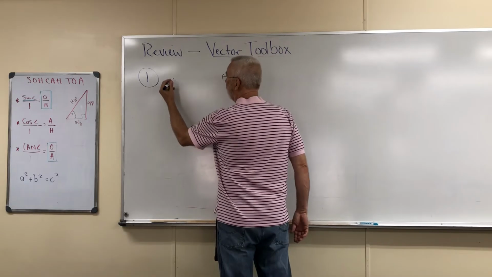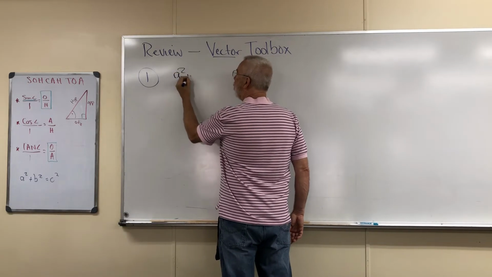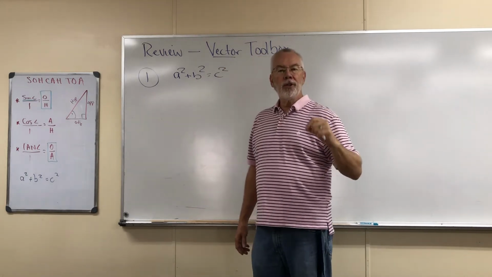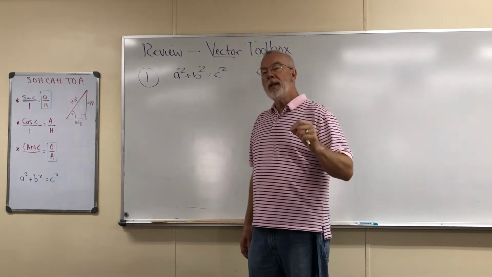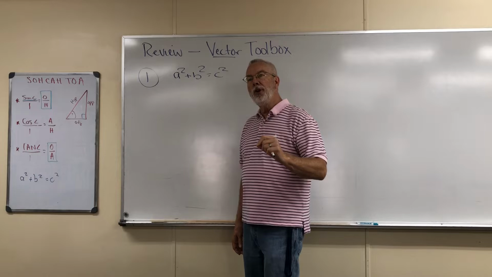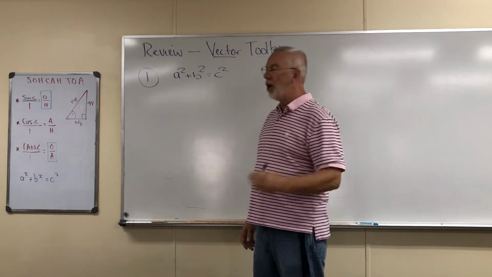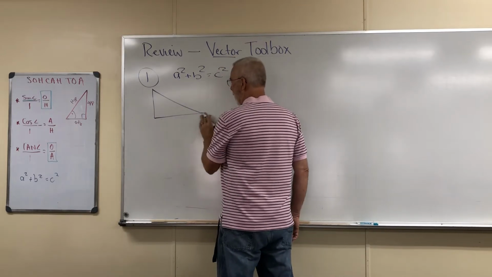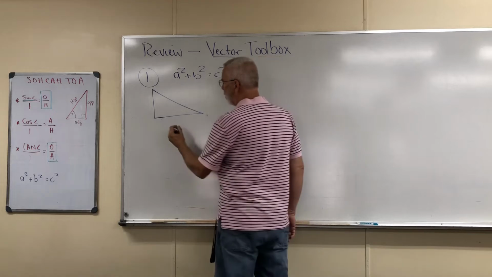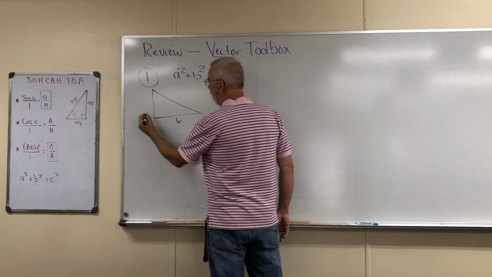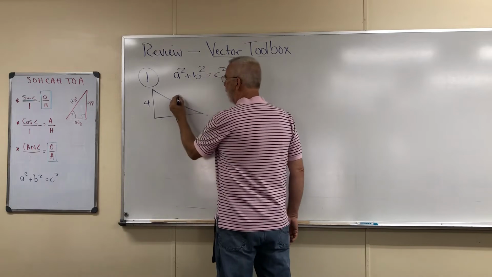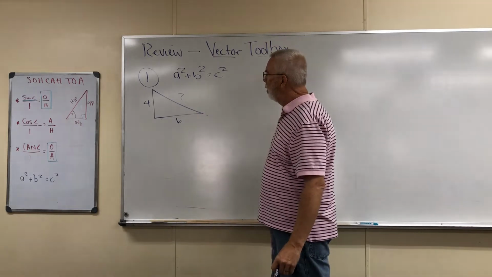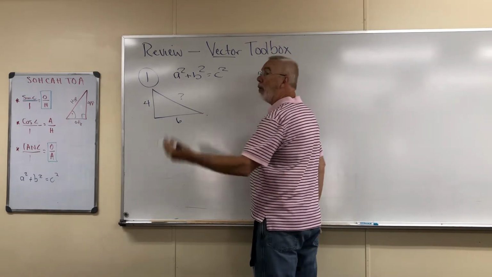But let's look at the very first process. A squared plus b squared equals c squared. This math function is called the Pythagorean Theorem, and it can be used whenever you are given two of the sides of a right triangle. So if I have a triangle like this one, and I know that this side is 6, and this side is 4, and I'm looking for this side right here, then the easiest way to do that is to use the Pythagorean Theorem.